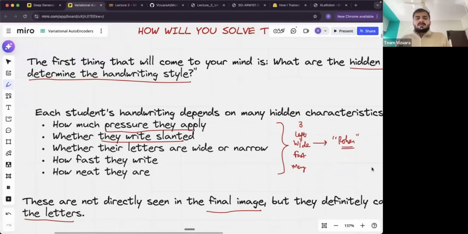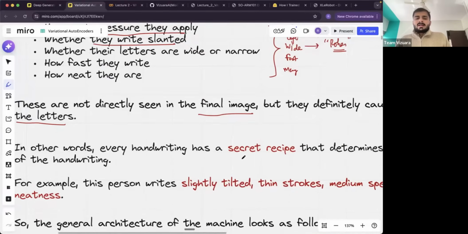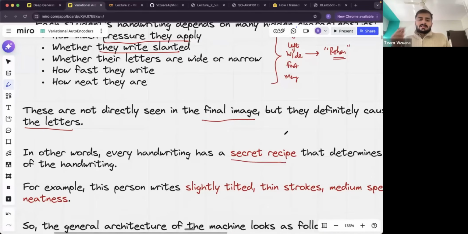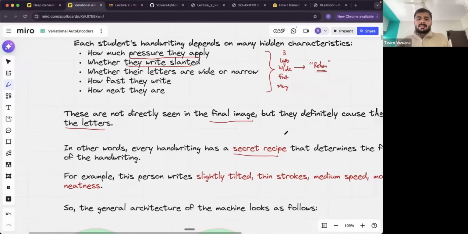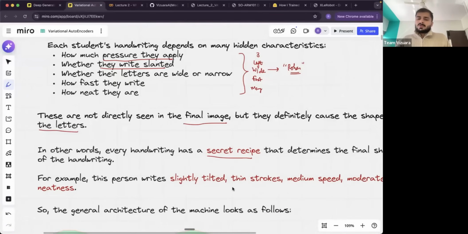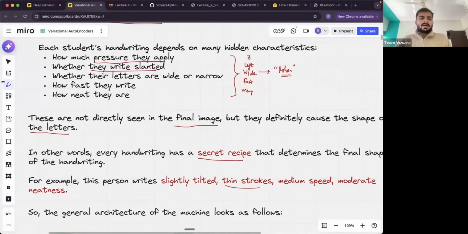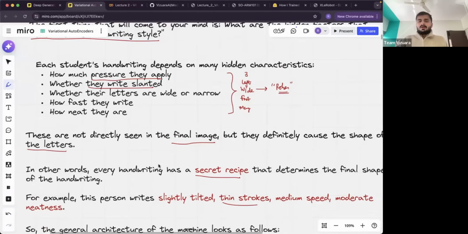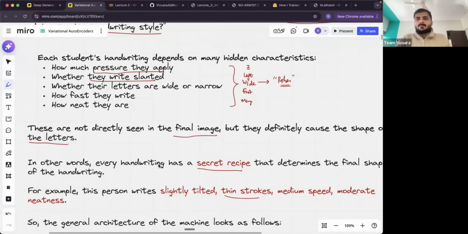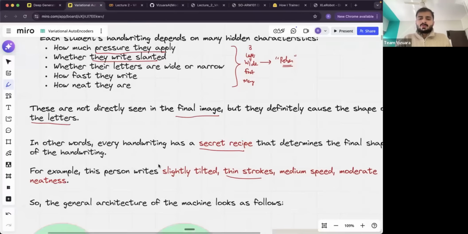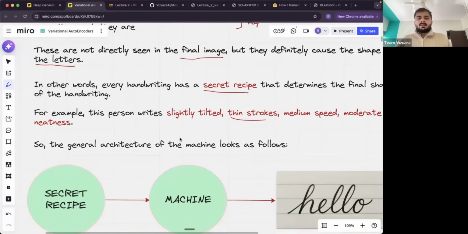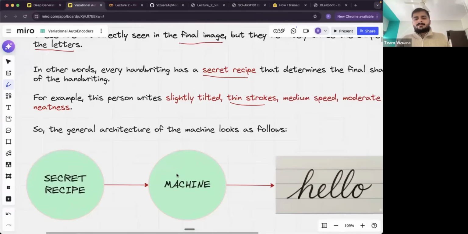So these hidden factors, which we'll also call a secret recipe, determine the handwriting style. For example, the person writes slightly tilted, thin strokes, medium speed, moderate neatness, etc. So once we look at this, we can probably think of the general architecture of the machine, which looks like this. We have the secret recipe, which is given as an input to the machine, and the machine generates hello.